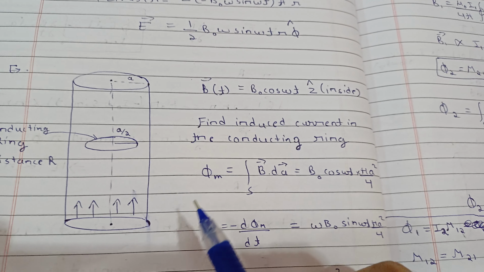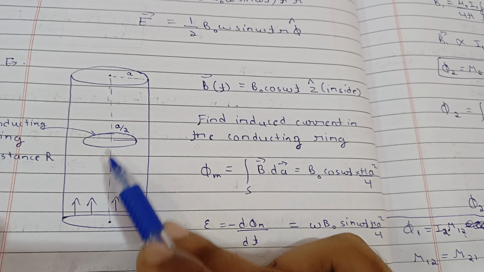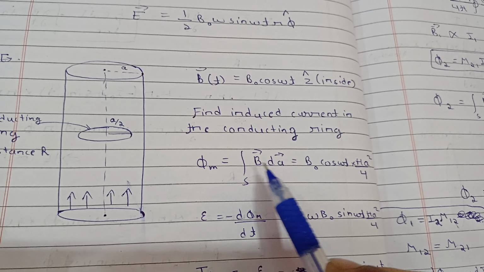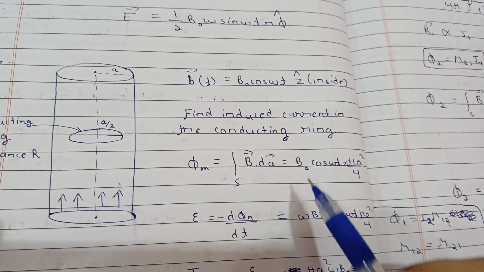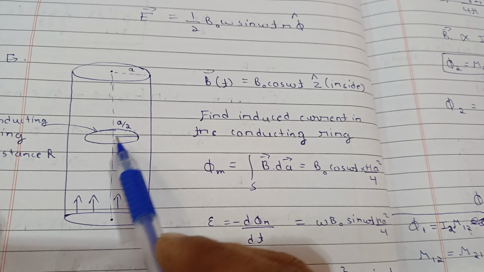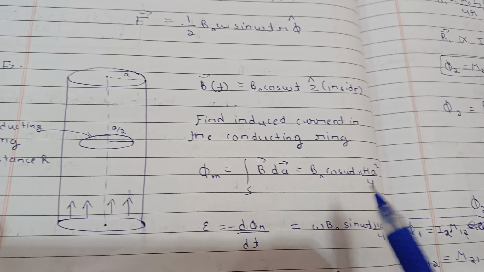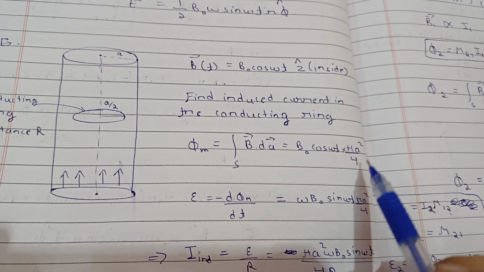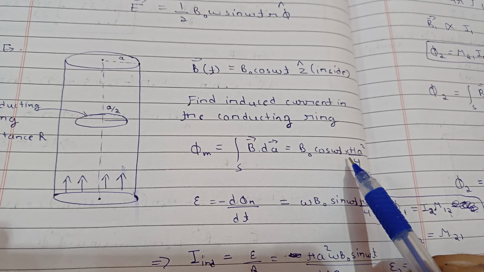Again, first we need to check how the flux is changing, then only can we find the EMF. So phi m is nothing but B dot dA. B is given by B naught cos omega t, and the area is pi times radius squared, that is a square by 4. Again the EMF is minus d phi by dt, so you just need to take the differentiation.